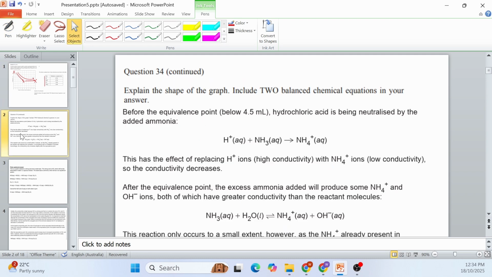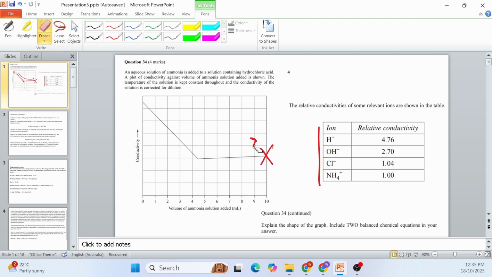According to the sample answer, this is what it says. Before the equivalence point, hydrochloric acid is being neutralized by the added ammonia. Ammonia is added to hydrochloric acid. It makes sense that the conductivity decreases. As ammonia is added, ammonium is produced, and that in effect replaces the H plus particles in the volume. The conductivity decreases, NH4 plus is increasing, H plus decreases.